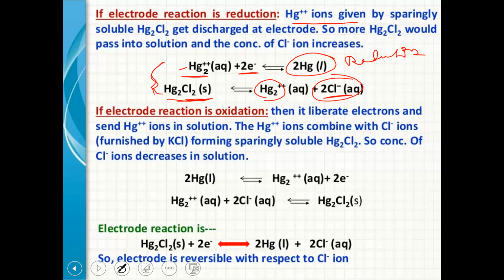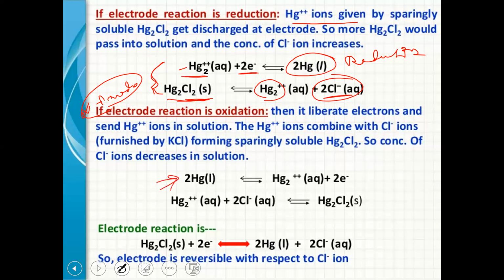On the other hand, if it acts as an anode, what type of reactions take place around the anode? Let's see. Here it is the liberation of electrons and sending Hg2 2 plus ions into solution. Those ions combine with the chloride ions furnished by the potassium chloride, forming the sparingly soluble mercurous chloride. So the concentration of chloride ions decreases in the solution. These two types of reactions take place around the anode. Majorly, it is oxidation. So oxidation reactions are present at the anode.